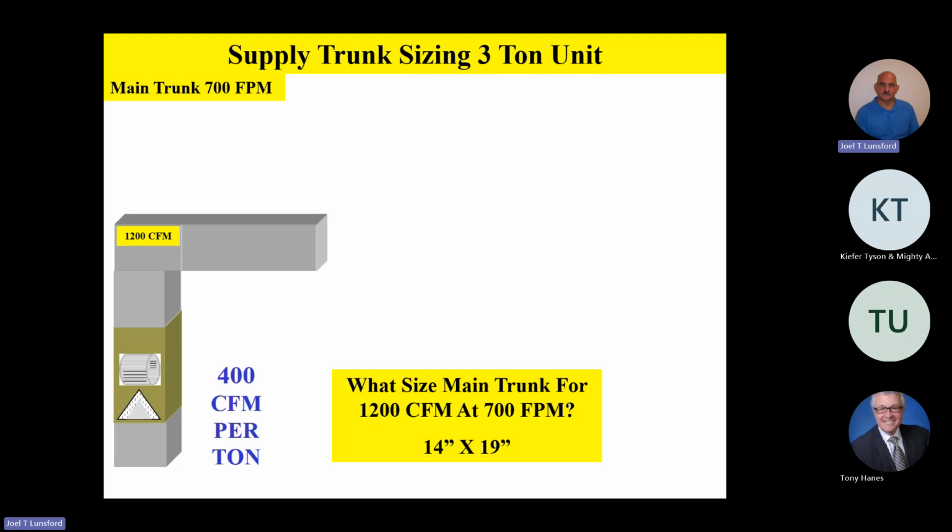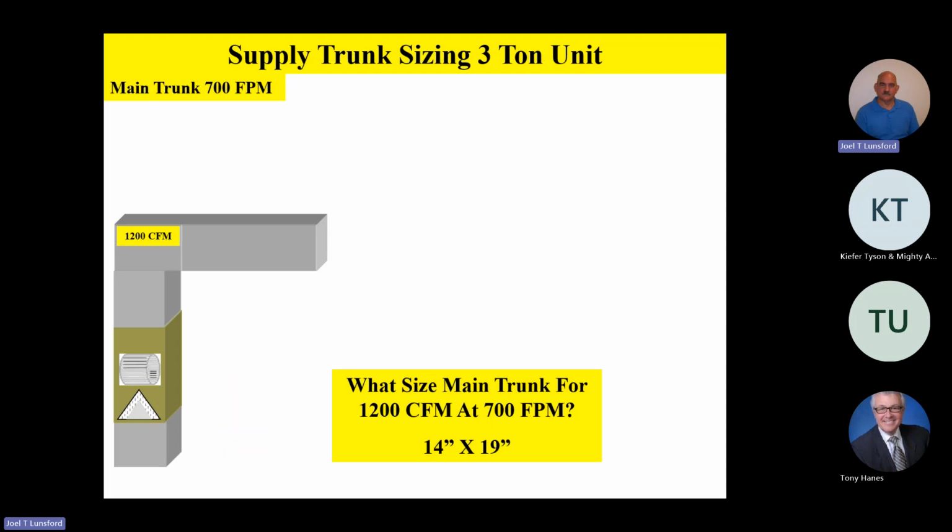So this first section of trunk, before we do any takeoffs, that first section of main trunk, fellas, is going to be a 14 by 19 if you manufacture it. Now, someone said, well, gee, Joel, we buy all of our ductwork prefab, and nobody makes a 14 by 19, but we can either go a 14 by 20 maybe, or a 14 by 18. My recommendation would be to go ahead and go up to the next size of 14 by 20. If you could get a 14 by 20, go ahead, do it, or 14 by 18.